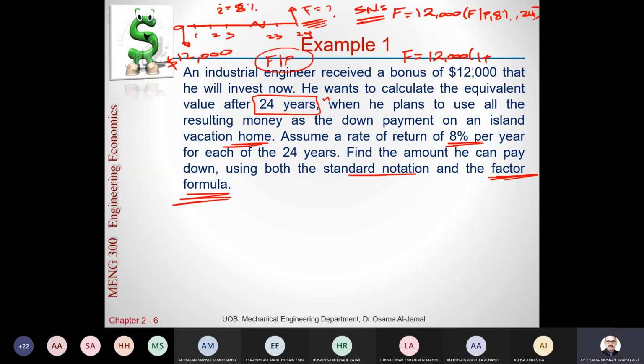1 plus 0.08, to the power of 24. So what is the answer here? 76,094.16, with the unit. Be careful, with the unit. Write it down here: F equals, with units. The answer is 76,094.17.